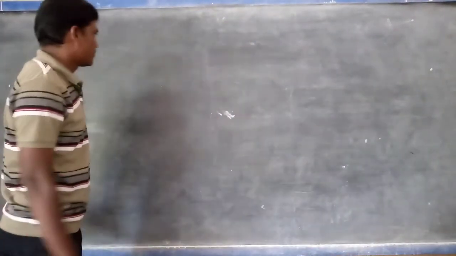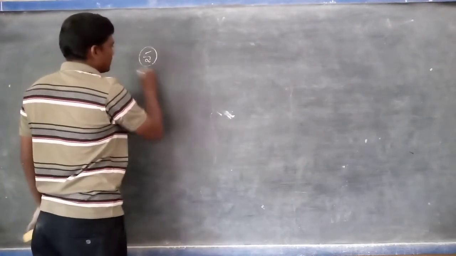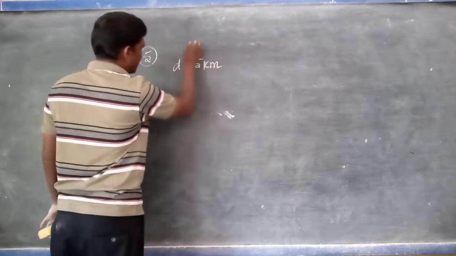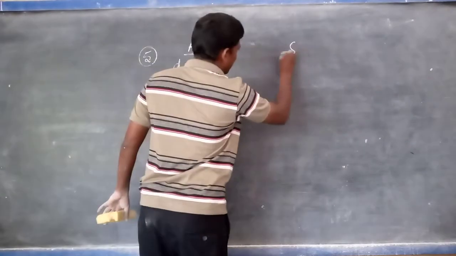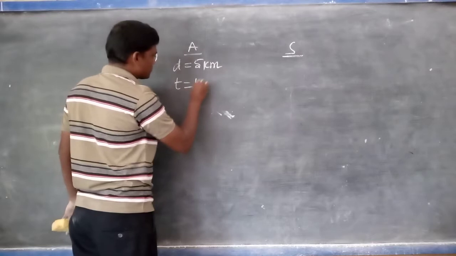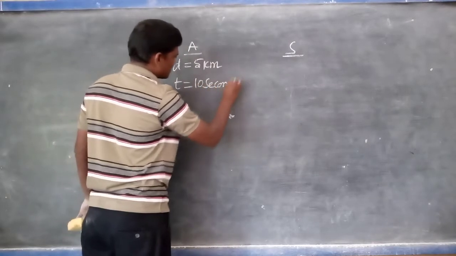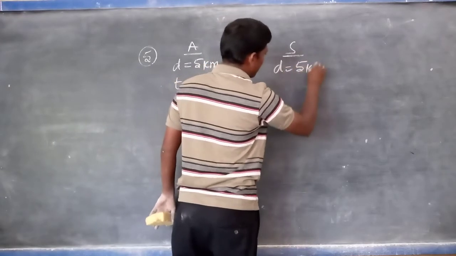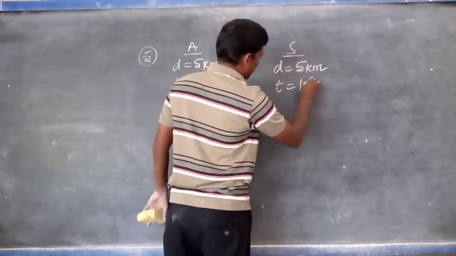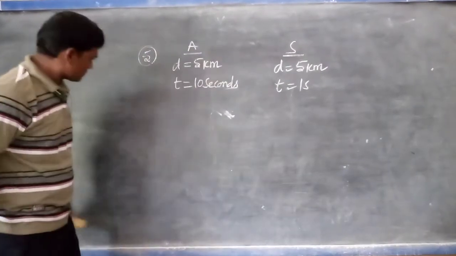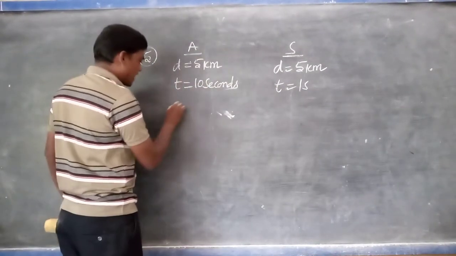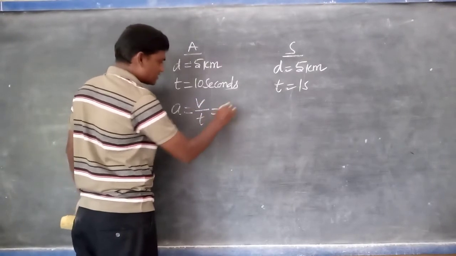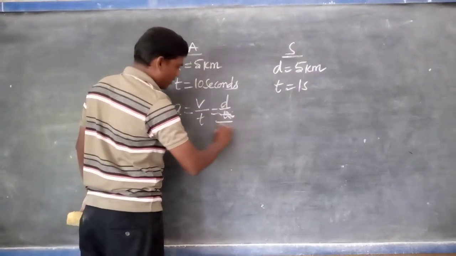Or simply, same thing. Aeroplane distance: how much distance does it travel? 5 kilometers. Time is equal to 10 seconds. Next, the skateboard: distance it will travel is 5 kilometers. Time is 1 second. That is what we know. Now, how to find its acceleration? A is equal to velocity by time. Velocity is nothing but displacement upon time.